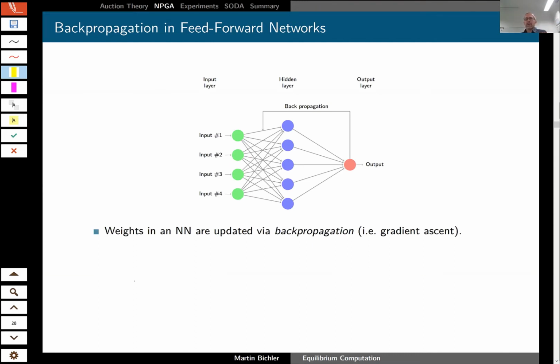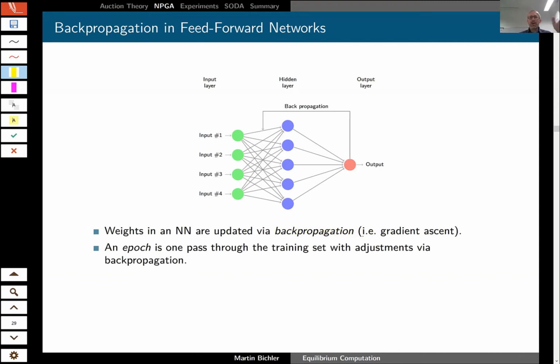So how does the learning now work? Let me start with standard learning in these feed-forward neural networks. And standard learning is done via backpropagation, which is essentially gradient ascent in this parameter space. Right. So an epoch in this training is one pass through the training data set. So you go through all of these instances in the training data set, and then you do slight adjustments via backpropagation, which is using the chain rule from calculus, and then adapts the weights a nudge in the direction of the gradient.